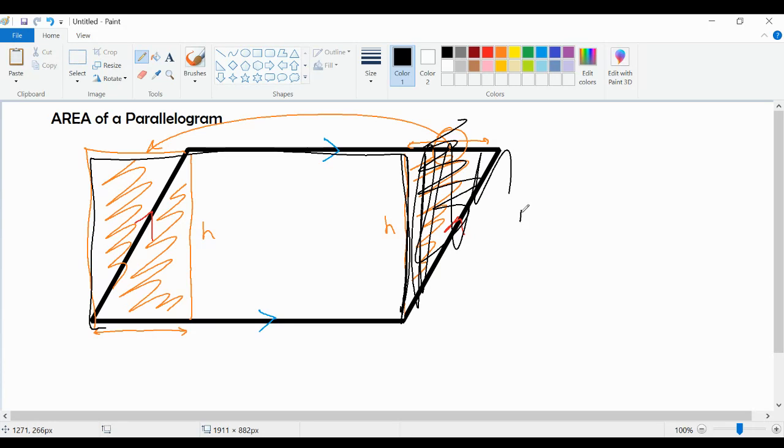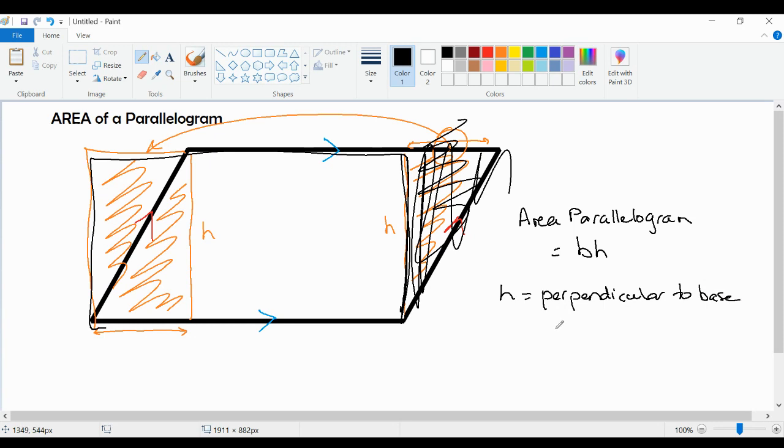So we can say that the area of a parallelogram is the same as a rectangle, and we go base times height. And what you need to remember is that height has to be perpendicular to the base. That means it's got to go straight up like that. Okay, so it's got to go in that direction.